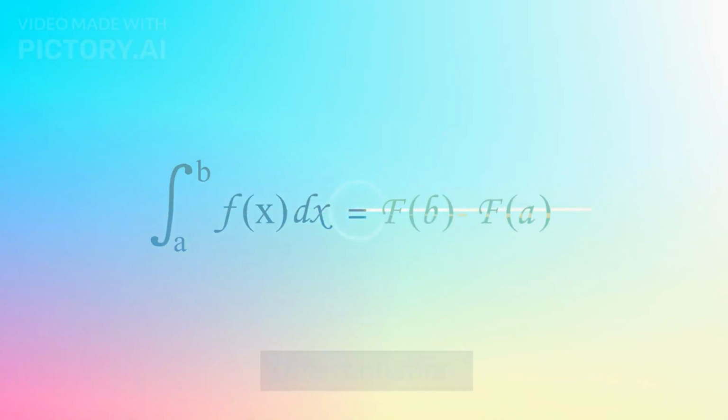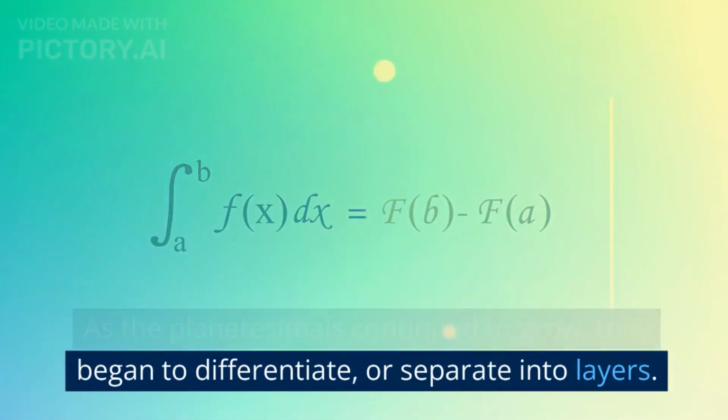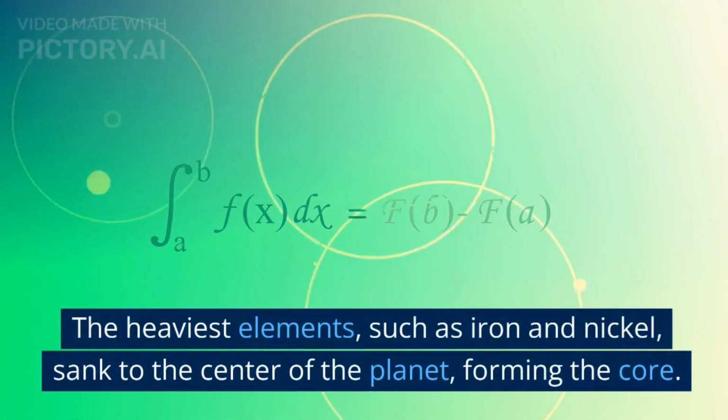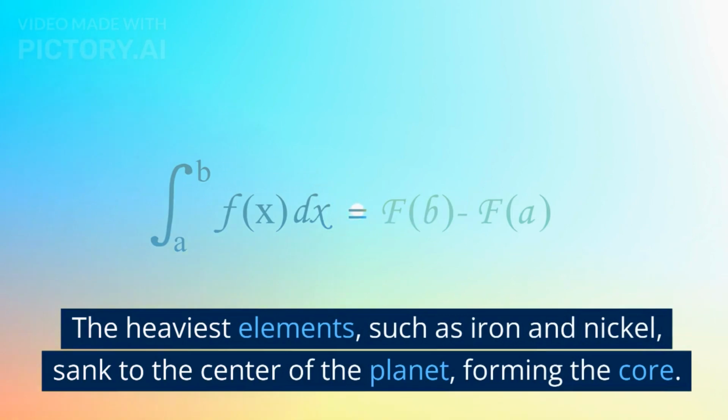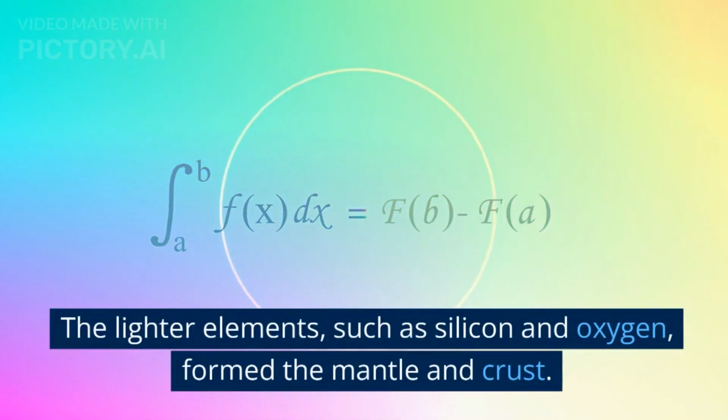2. Differentiation. As the planetesimals continued to grow, they began to differentiate, or separate into layers. The heaviest elements, such as iron and nickel, sank to the center of the planet, forming the core. The lighter elements, such as silicon and oxygen, formed the mantle and crust.